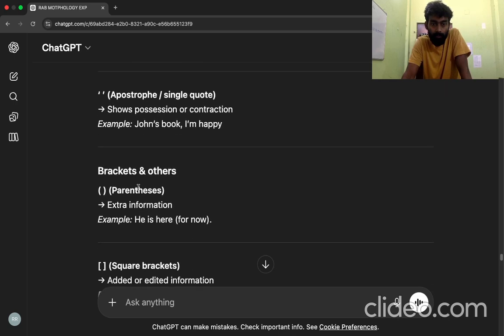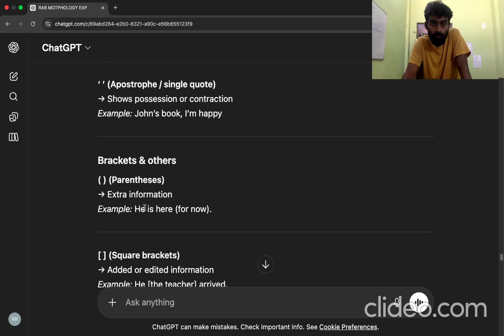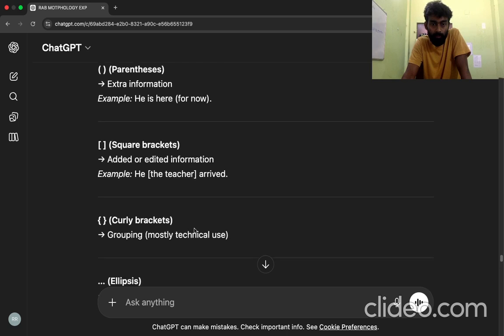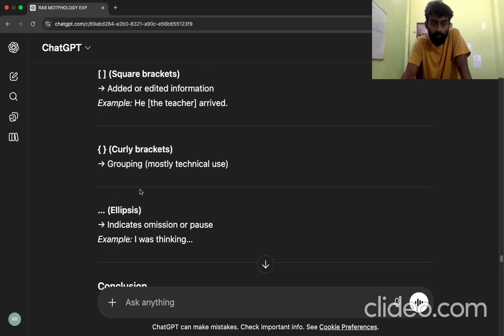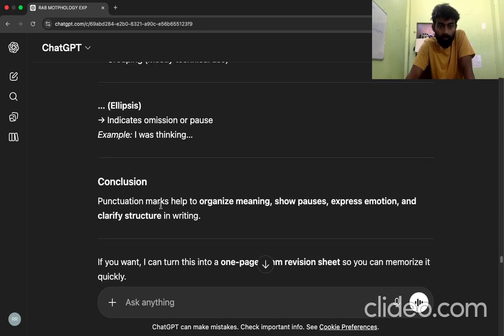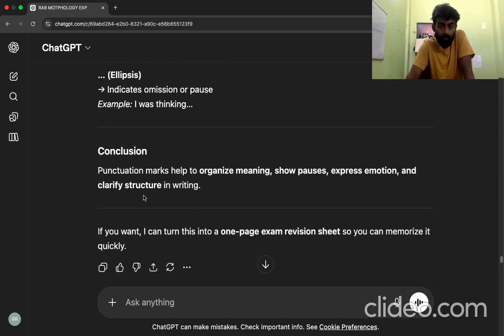Brackets and others. Parentheses: extra information. Example: He is here (for now). Square brackets: added or edited information. Example: He [the teacher] arrived. Curly brackets: grouping, mostly technical use. Ellipsis: indicates omission or pause. Example: I was thinking... Conclusion: punctuation marks help to organize meaning, show pauses, express emotion, and clarify structure in writing.